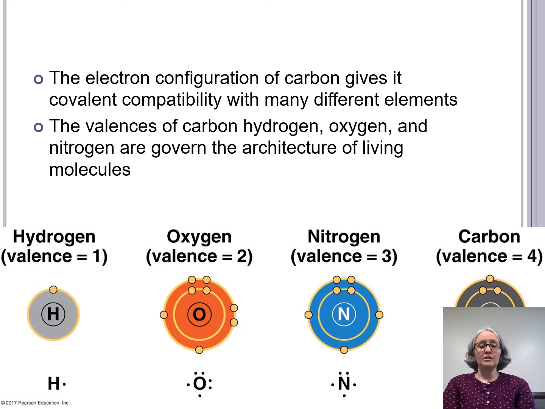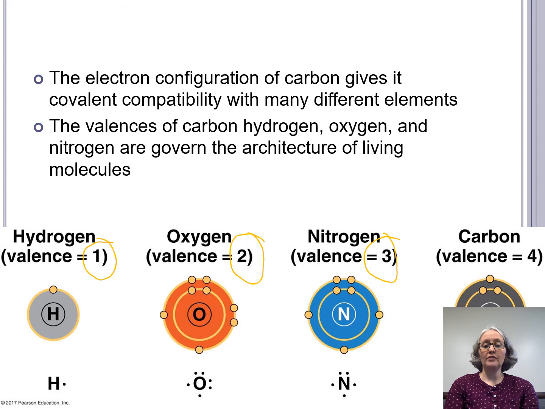Here are the valences that we've been talking about. Just as a reminder, the valence of hydrogen is 1, the valence of oxygen is 2, of nitrogen is 3, and of carbon is 4, meaning that each of these different atoms is going to want to make that many bonds to complete its valence shell.